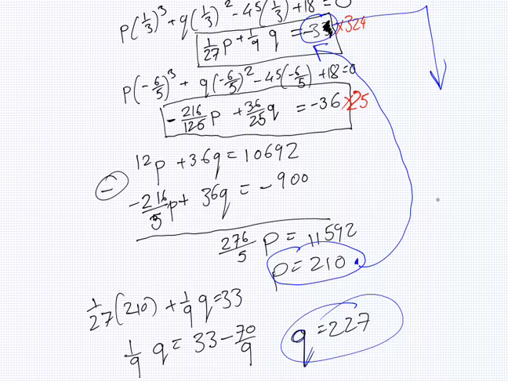Px cubed minus 26... What is it? Px cubed plus qx squared, minus 45x plus 18. Okay, what did I say the value for P was? Let me put it in. So P was 210. Okay, and what did I say the Q was? 227. Okay, so this is what the cubic looks like with P and Q in it.